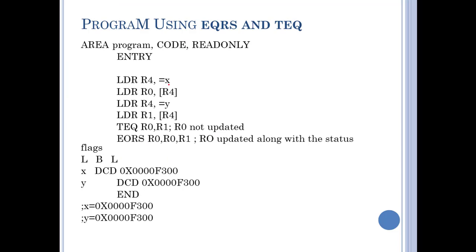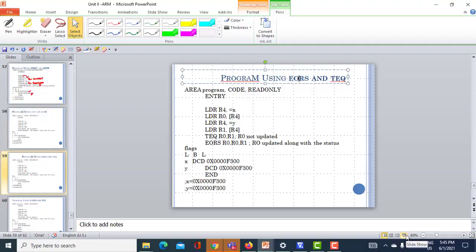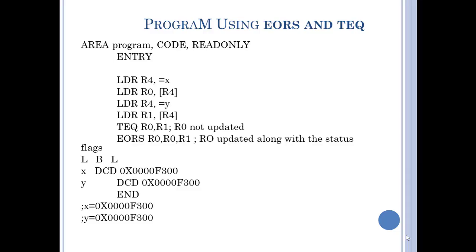So the next program is for comparing your EORS and your TEQ. The next program is to compare the TEQ instruction with your XOR, because TEQ also performs the XOR operation only, but it won't update your registers. Here, get the content of X in R0. For that, get the address in R4 and then take the content in R0. Get the content of Y in R1 and then use your TEQ.